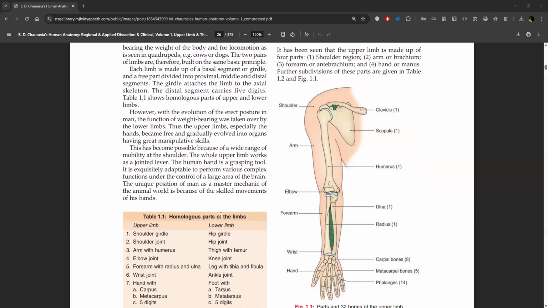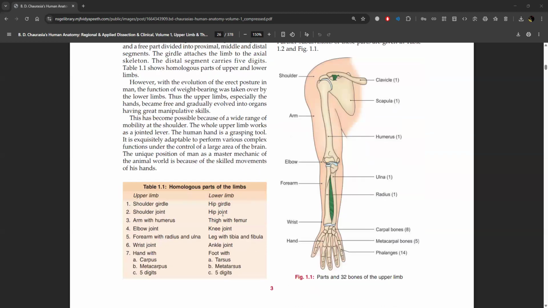This has become possible because of a wide range of mobility at the shoulder. The whole upper limb works as a jointed lever. The human hand is a grasping tool. It is exquisitely adaptable to perform various complex functions under the control of a large area of the brain. The unique position of man as a master mechanic of the animal world is because of the skilled movements of his hands.